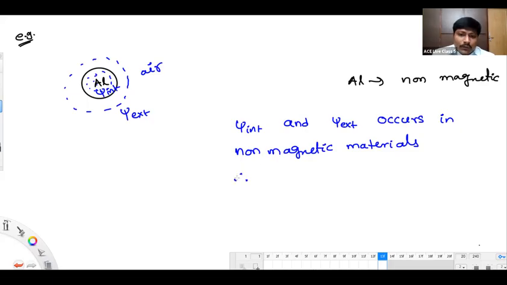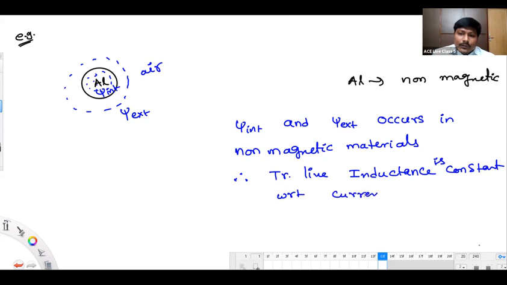Therefore, transmission line inductance is constant with respect to current. That implies linear inductor. Please kindly go through it.